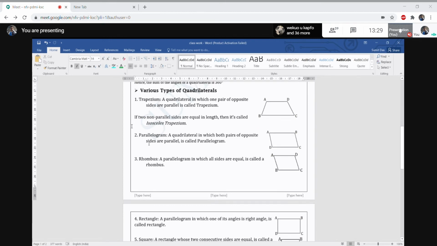Next is the parallelogram. What is a parallelogram? A quadrilateral in which both pairs of opposite sides are parallel. So AB is parallel to CD and AD is parallel to BC. Then it is called a parallelogram.